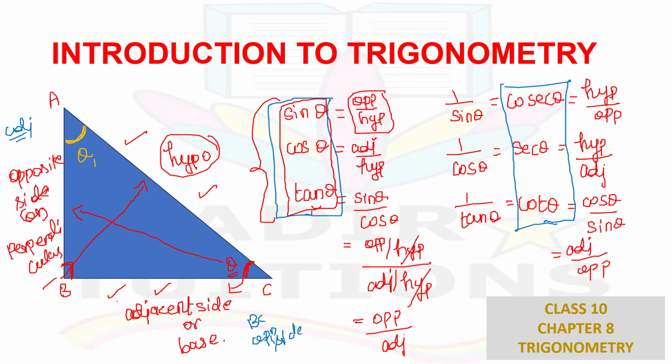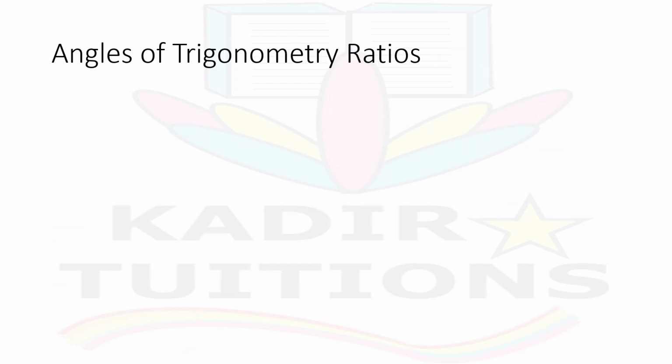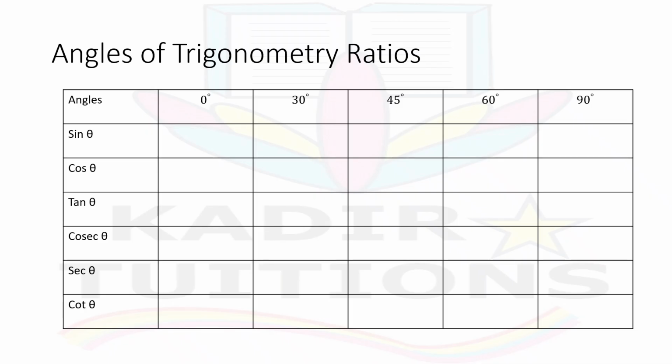And the next thing, we are going to see angles of trigonometry ratios. We have read all the trigonometry ratios, right? So now we are going to find the values of those trigonometry ratios. So first we'll take the table over here.